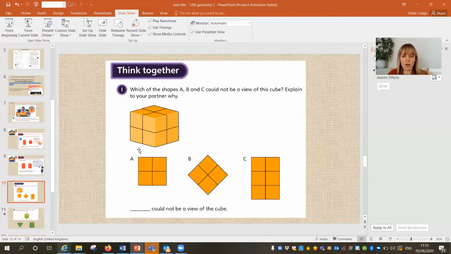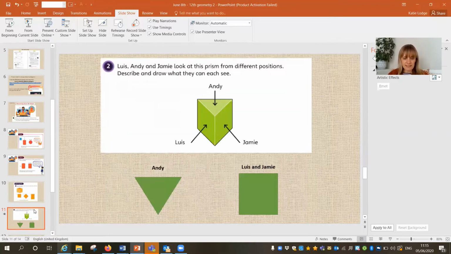Let's explain why. So A, well, looking at it, I think A could be a view because it's got four squares. If I was to look at one side, or if I looked at the top, same for B. Now C, that's got six squares on it. I don't think that would be a view of the cube. So definitely C could not be a view of this cube. So there's one you have to be quite careful with.